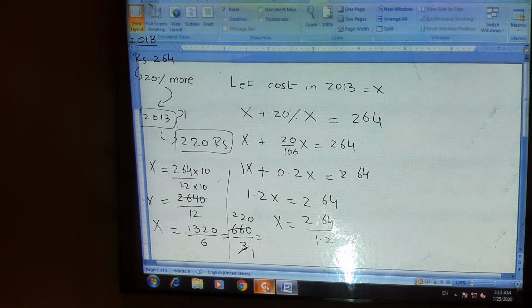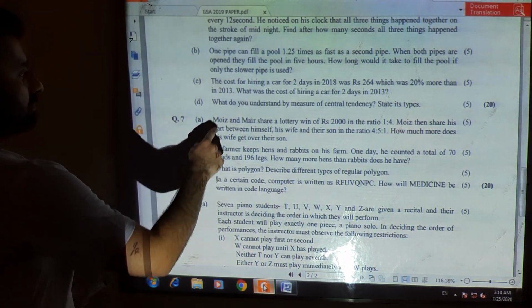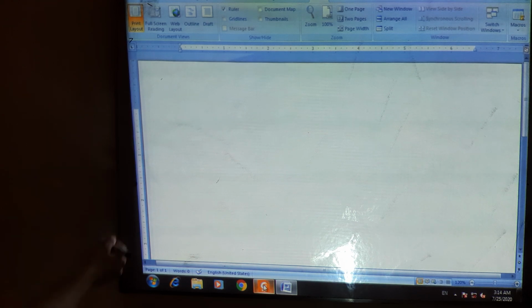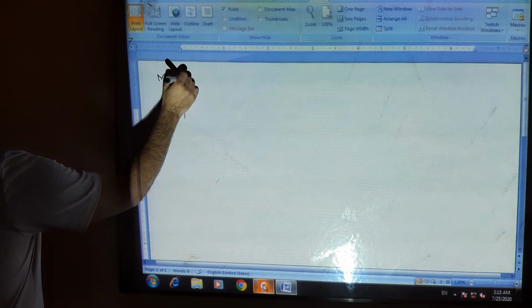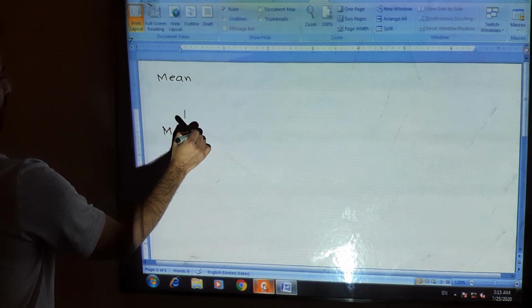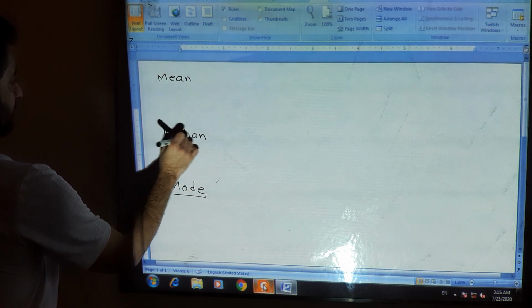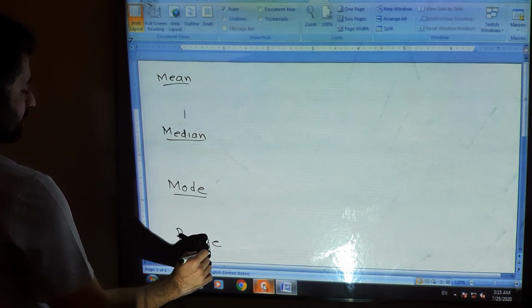Inflation issues. The next part D for question number 6 says, what do you understand by measure of central tendency? State its types. For central tendency, we have mean, median and mode. Now these are measures of central tendency. You may include range, but that is more for dispersion.